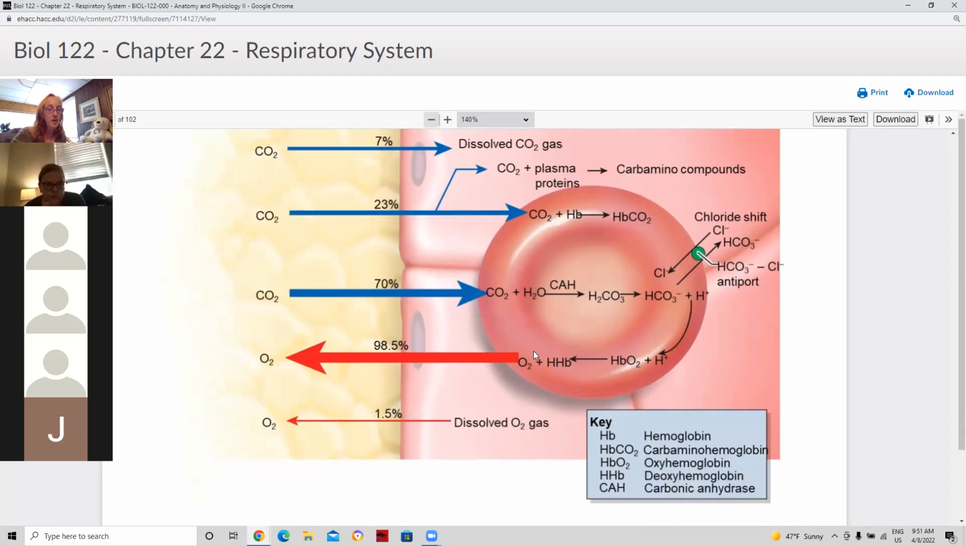Oxygen, 98.5% of it is going to be transported by being bound to the hemoglobin. And 1.5% of it is going to be dissolved in the plasma.